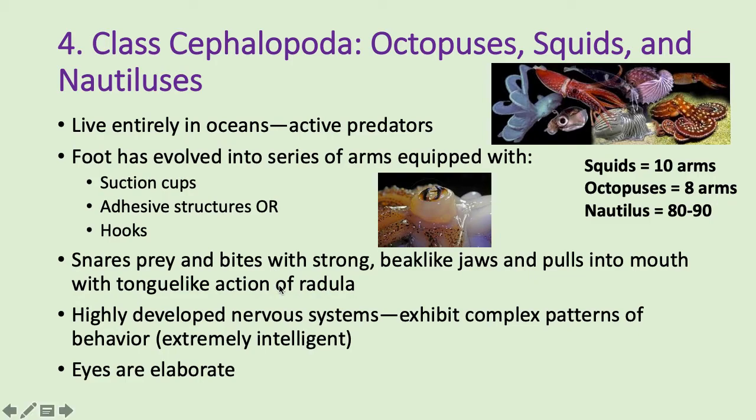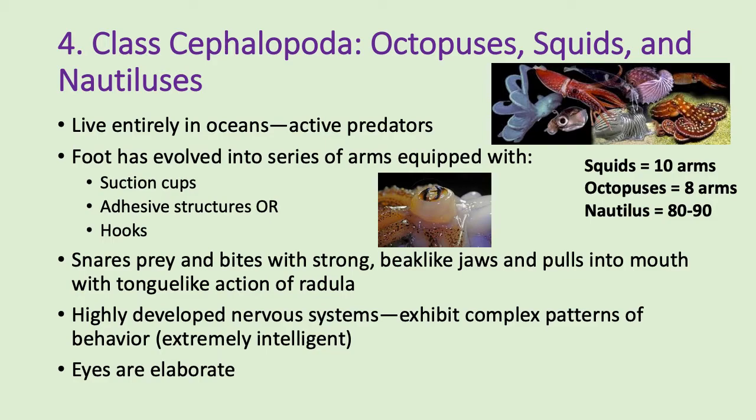Their foot has evolved into a series of arms. On the arms you can find suction cups, adhesive structures, or even hooks. And what they do is they use their arms to snare their prey and bring it into their jaw. And this is a picture of the squid jaw here. Strong, beak-like. It looks literally like a bird beak. And they'll open and close and kind of rip their food. And then in the mouth, they actually have a tongue-like action of a radula.